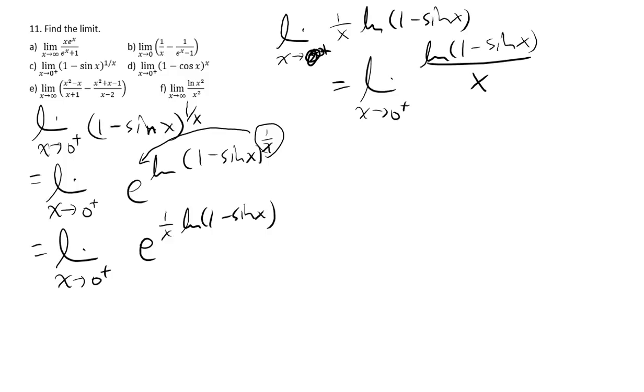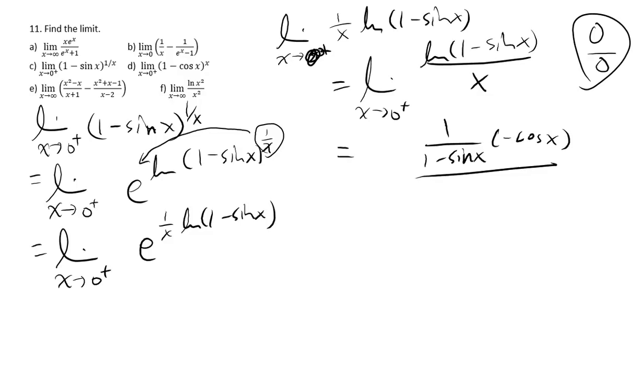Now that you have this, if you plug in 0, you get ln of 1 on top, which is 0. If you plug in 0 in the bottom, you get 0. So it's a 0 over 0 type limit, which means you can use L'Hopital. If you differentiate the top, you get 1 over 1 minus sine of x. But then you have to differentiate the inside function, which gives you negative cosine of x. When you differentiate the bottom, it's equal to 1.